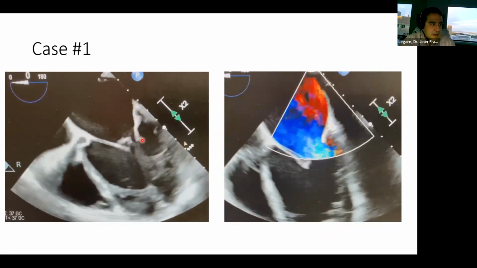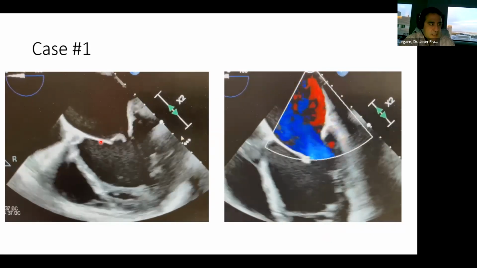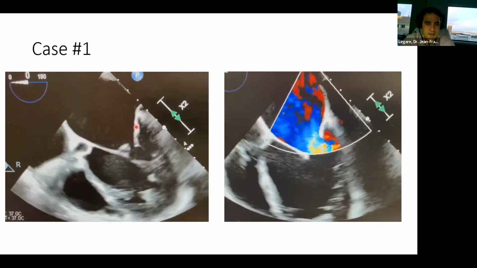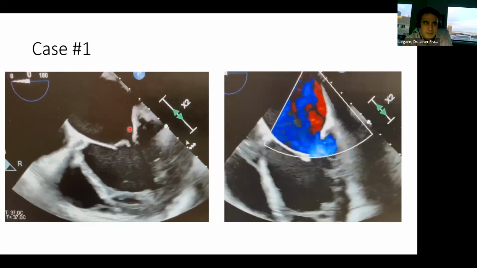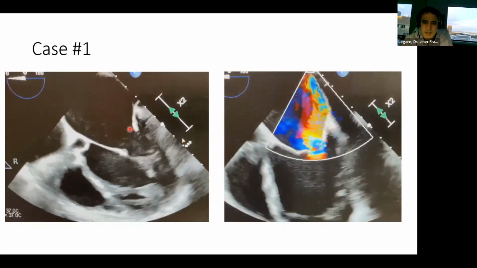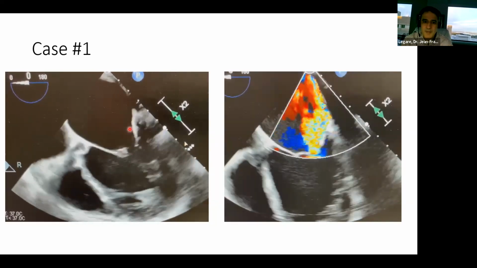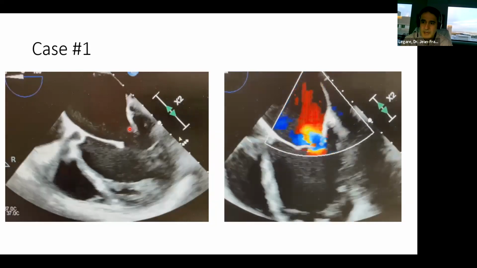There's clearly lack of coaptation of those leaflets, and those leaflets never move to the plane of the annulus. So clearly they're tethered, they're pulled down, there's severe mitral insufficiency. So responded well to medical therapy. So the goal is really to get them on good medical therapy.